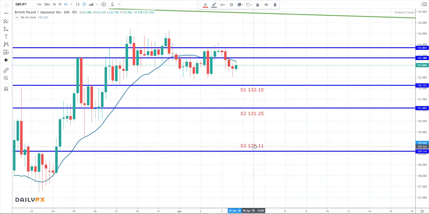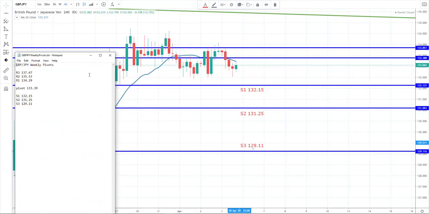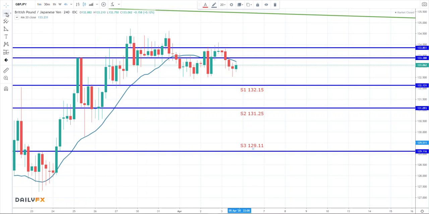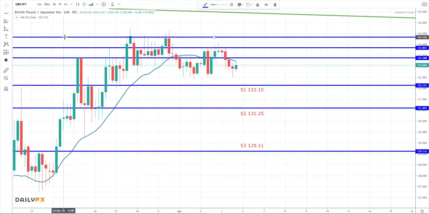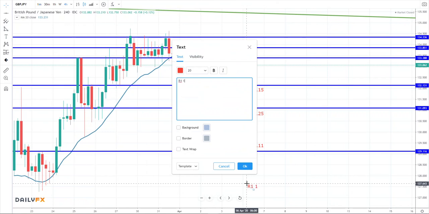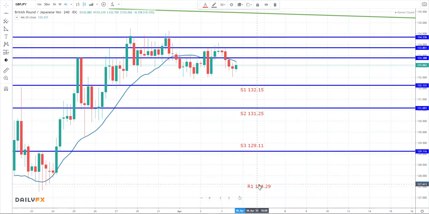Okay, let's say we get some positive news this week and people start dumping reserve currencies, which would make the pound more strong. 134.29 is our first resistance. So that's pretty close, right? That's right above.